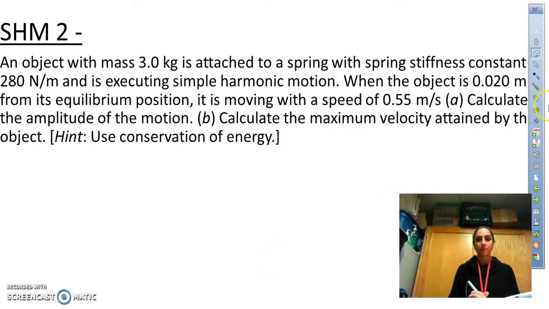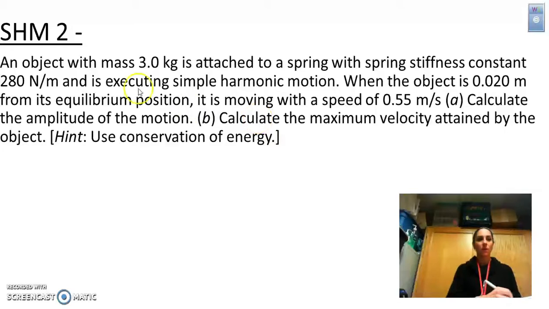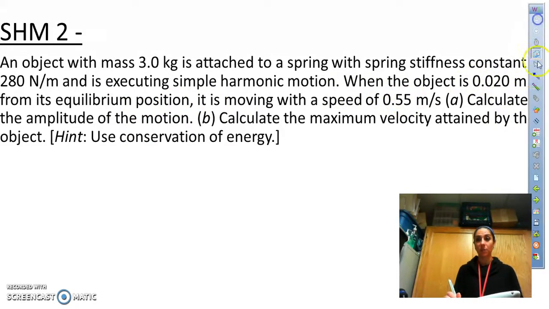Let's try this one. Let's move this up. So now we have an object of that mass attached to a spring with the constant that is executing simple harmonic motion. When the object is that far from its equilibrium, it's moving with that speed. Calculate the amplitude, calculate the maximum speed. So in this problem, they tell us that we have a position and speed, so this is not a maximum or minimum condition. So this is somewhere in the middle.